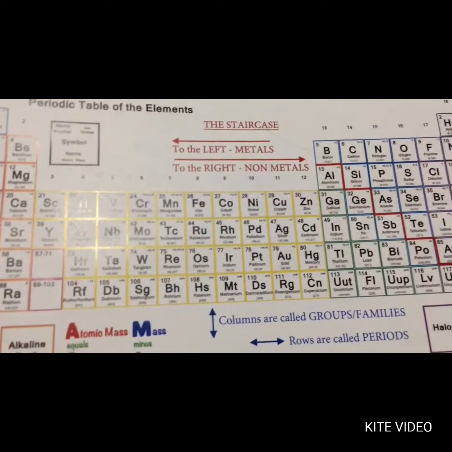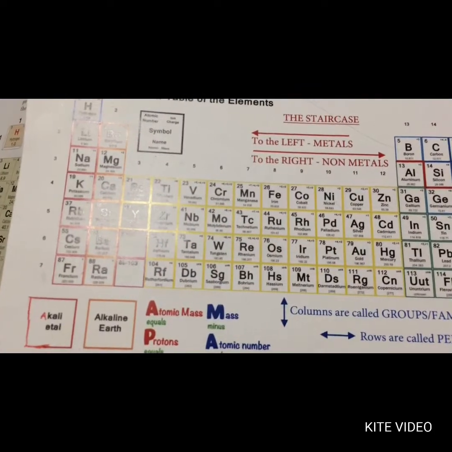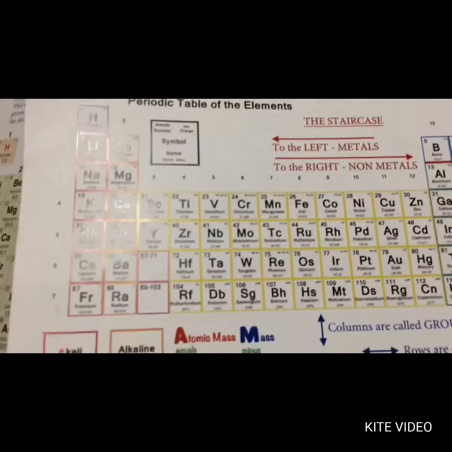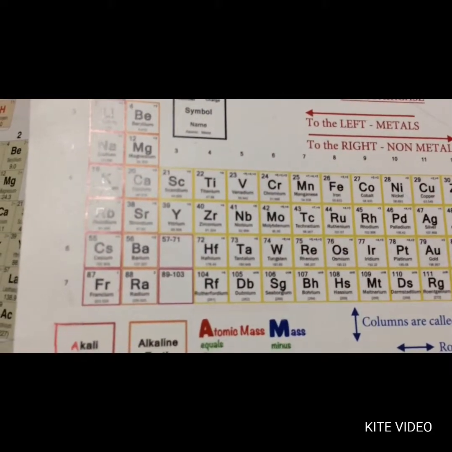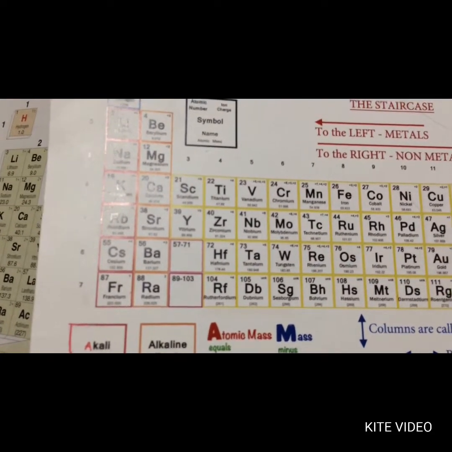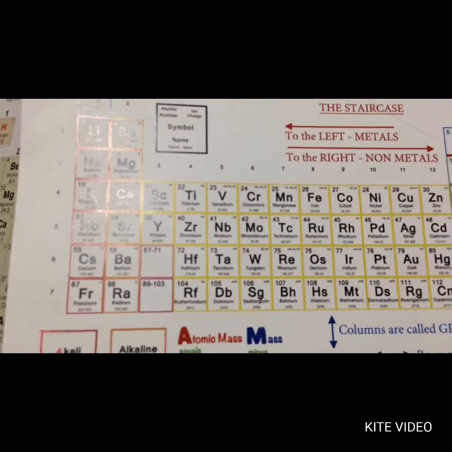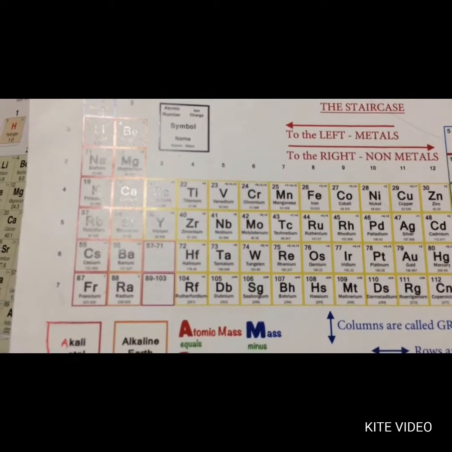From horizontal, which is called rows or periods, are these numbers here that go up to 7. So that would be an example of number 5: rubidium, strontium, yttrium, zirconium, and niobium, and so on and so forth.